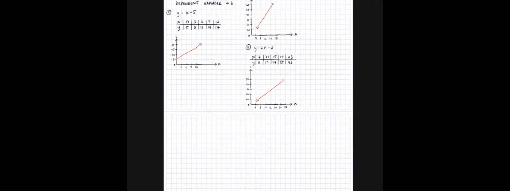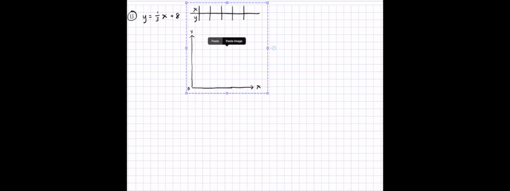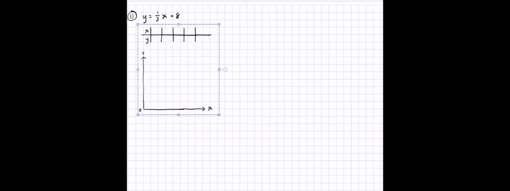All right, moving on. So that's number 12. Let's do a few more of these. Do we have enough room to do it? Nah, I don't really want to squeeze it in there if I don't have to, so I have space. I'll go to 13 over here. So for number 13, let's write the equation down. Y is equal to 1/3 x plus 8. Let's get a table going and a graph.